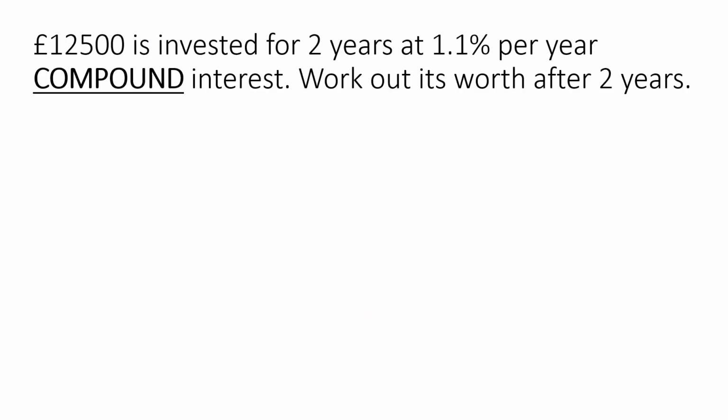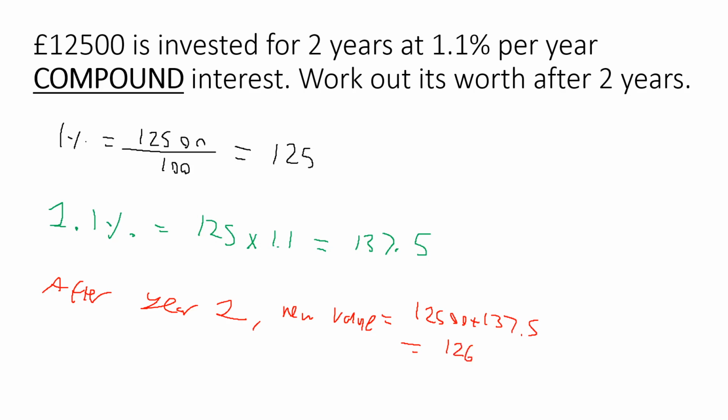But what about compound interest? We're told that £12,500 is invested for 2 years at 1.1% interest, compound interest. What is its worth after 2 years? Well, this time we can't do that because it increases and then it increases again. So the very basics of how it works is we'll do 1.1% of 12,500. So 1% is equal to 12,500 divided by 100, which is equal to 125.